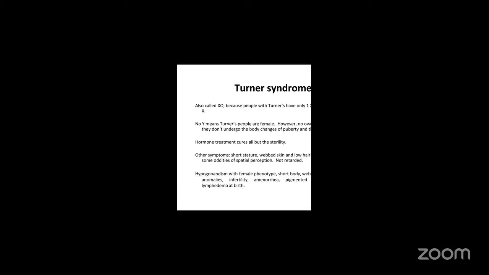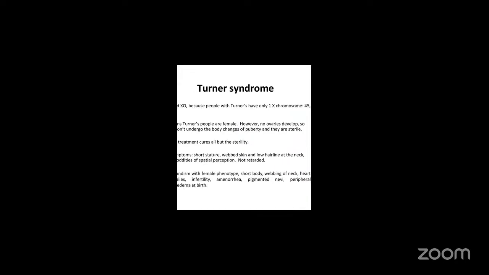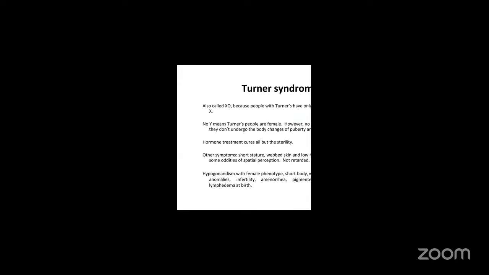Then you have Turner syndrome. Now, Turner syndrome is also called XO syndrome because the people with Turner syndrome have only one X chromosome, that is 45X. Otherwise, they would have two X chromosomes. They are also called XO. Instead of two X, they will have only one X. So that is why it is also called XO.